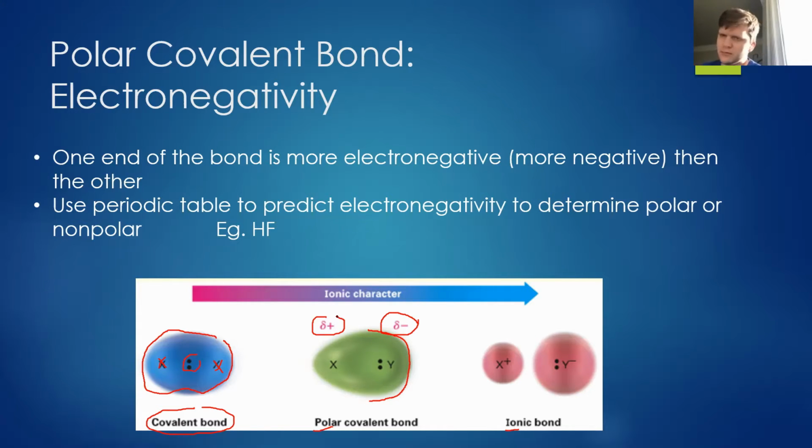For ionic compounds, you don't have this partial charge anymore. Notice there's even a break between the two. The electron clouds aren't even touching, and that's because with ionic, there's a transfer. X literally gave electrons away to Y. They're not sharing anything. One gave electrons to the other, so you'll see a complete separation of charge for ionic.